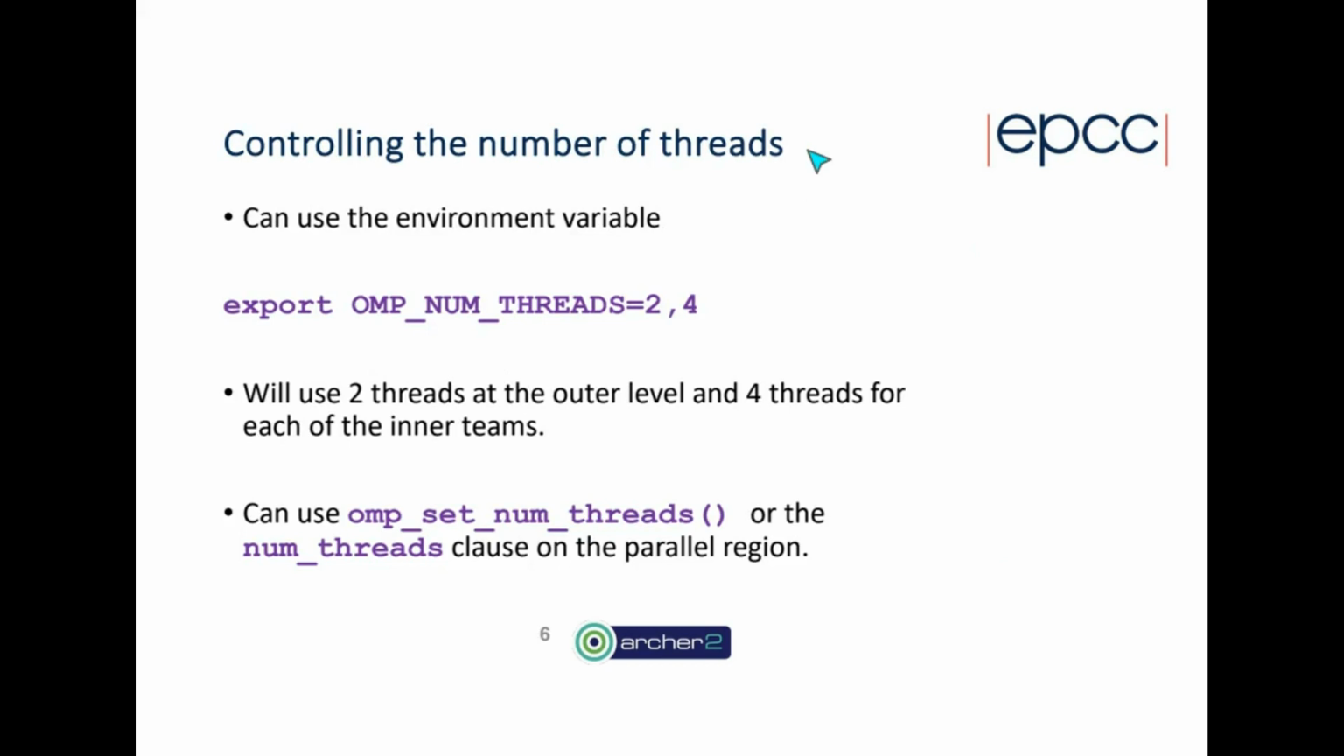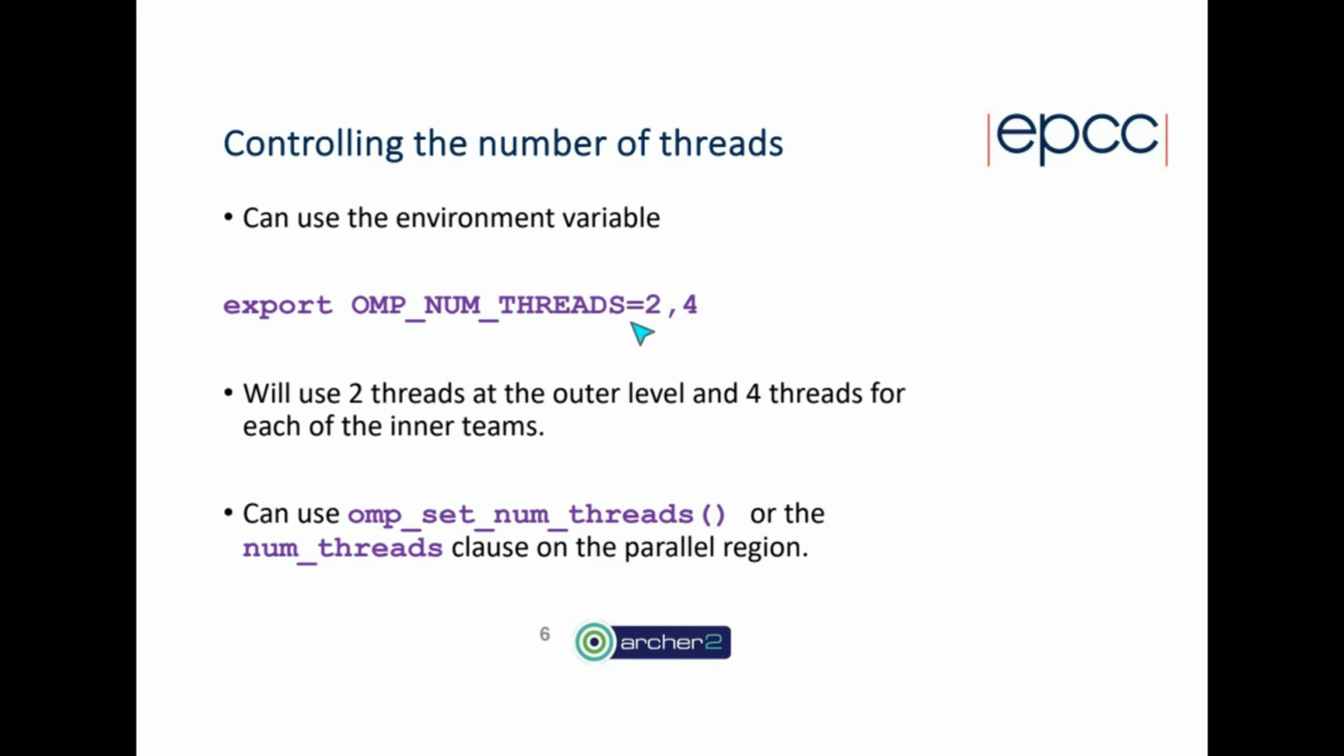So how do we control the number of threads at different levels? Well, one way of doing that is using the environment variable, because the OMP_NUM_THREADS environment variable actually accepts not just a single value. You can have a comma separated list of values. So for that previous example, where I want 2 threads at the outer level and 4 threads at each of the inner levels, I can specify OMP_NUM_THREADS to be 2, 4, and that's what it does. So you can have any number here.